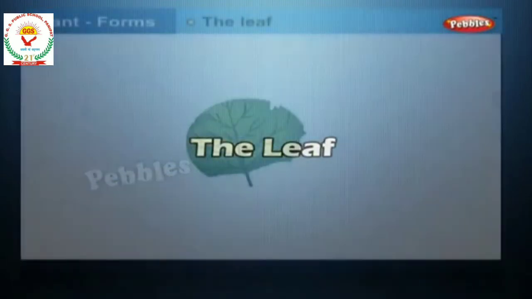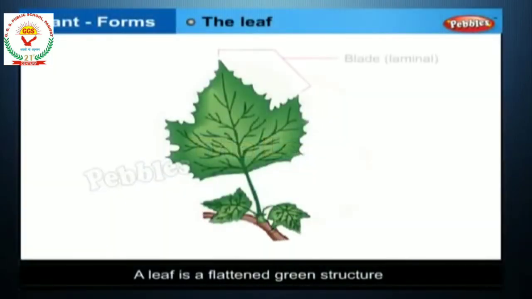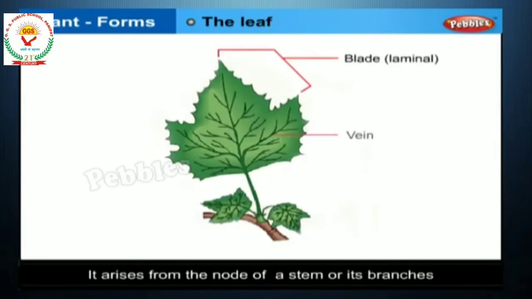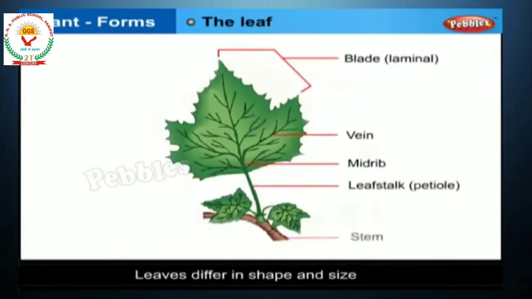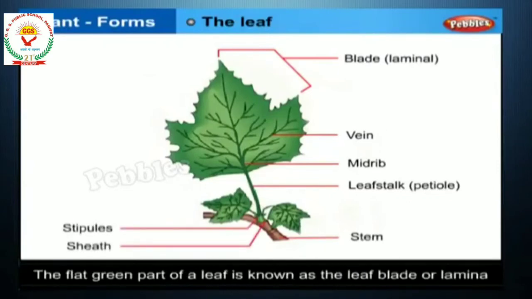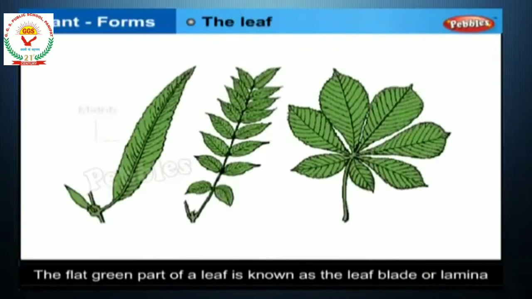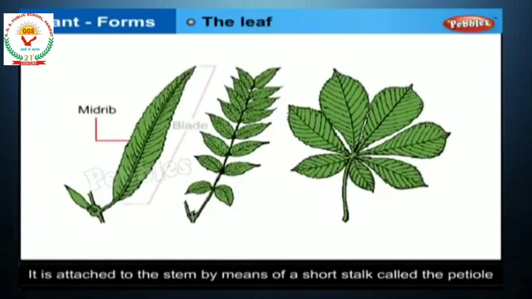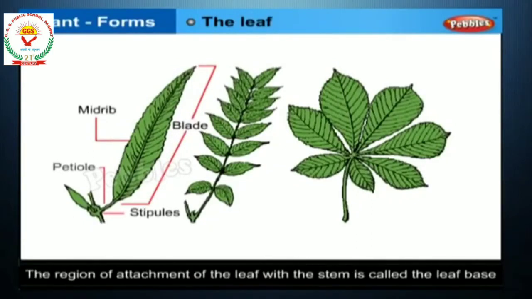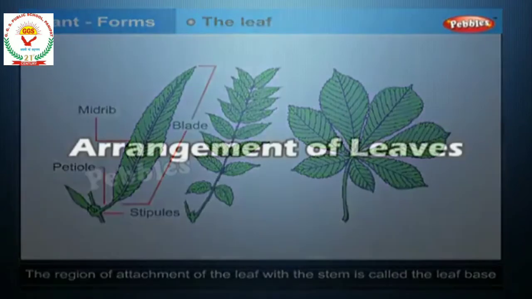The leaf. The leaf is a flattened green structure. It arises from the node of a stem or its branches. Leaves differ in shape and size. The flat green part of a leaf is known as the leaf blade or lamina. It is attached to the stem by means of a short stalk called the petiole. The region of attachment of the leaf with the stem is called the leaf base.